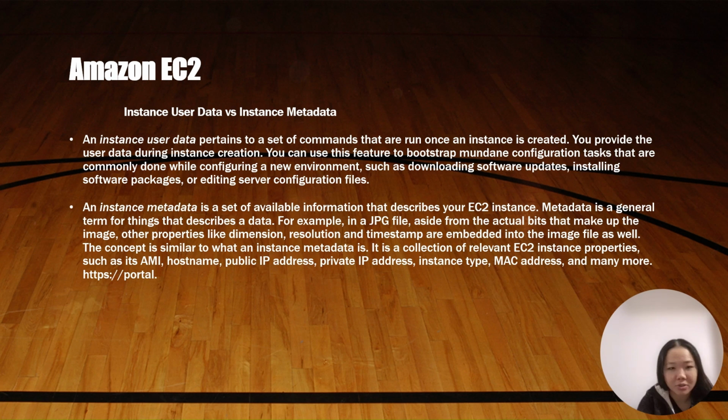Metadata is a general term for things that describe data. For example, in a JPG file, aside from the actual bits that make up the image, other properties like dimension, resolution, and timestamp are embedded into the image as well.